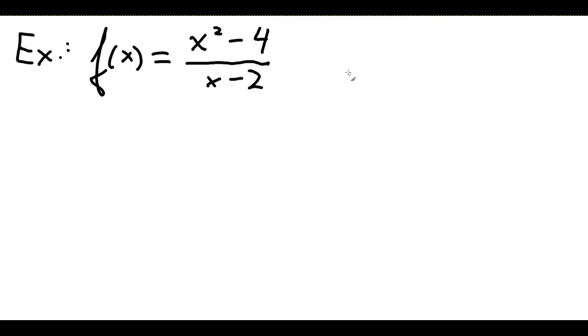We can evaluate this function at a variety of points. Let's consider the x value 2. What is f of 2? Well, when we plug in 2, we have 2 squared is 4, minus 4 is 0. 2 minus 2 is 0, and 0 divided by 0 is undefined, right? Division by 0 doesn't work. So f of 2 is undefined.